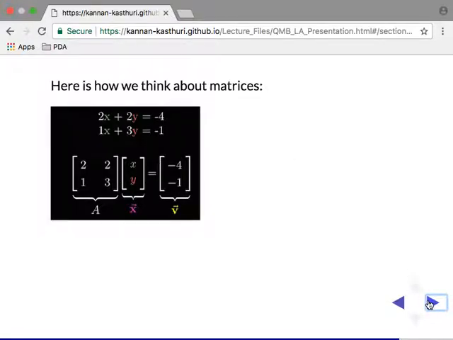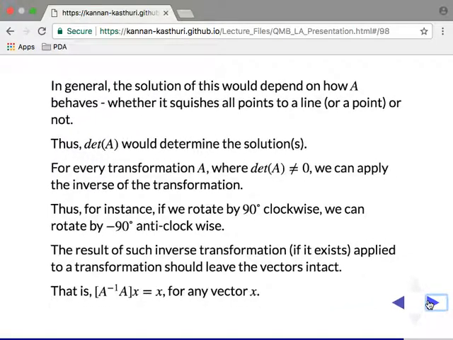So this is a way of looking at it from the point of view of linear transformations. The solution would depend on how A behaves, whether it squishes all the points to a line or not. So the determinant would determine the solutions of these equations. If it squishes, the area would be 0.